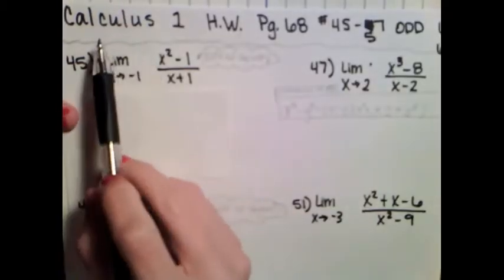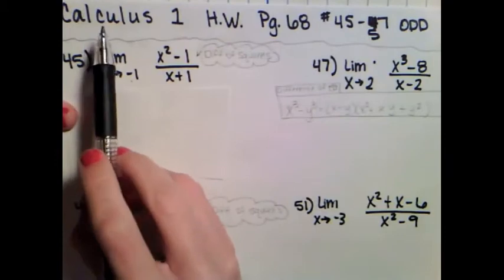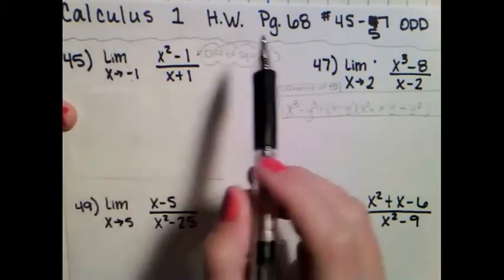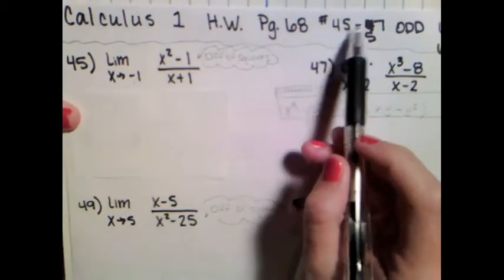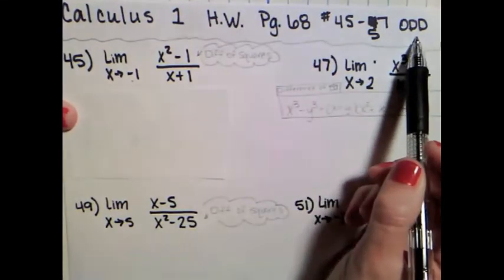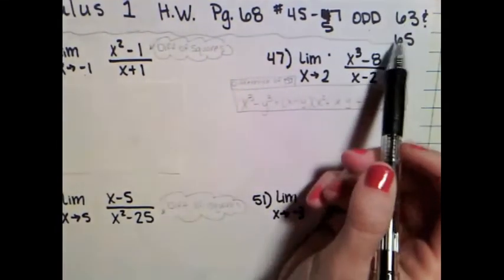Alright, here's an explanation for the homework assignment for Cal 1, page 68, 45 through 57 odd, and 63 and 65.